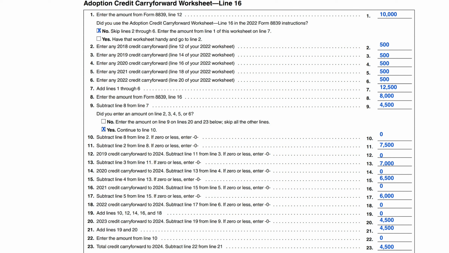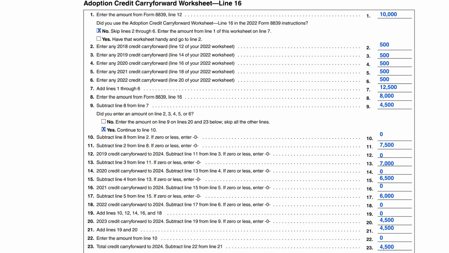Over the adoption credit carry forward worksheet from line 16 of IRS Form 8839, qualified adoption expenses. So if you're having to calculate carry forwards from prior tax years and incorporate them into your Form 8839, then this is the worksheet that you would use to calculate that. Specifically, if you're looking to carry forward that tax credit into a future tax year.